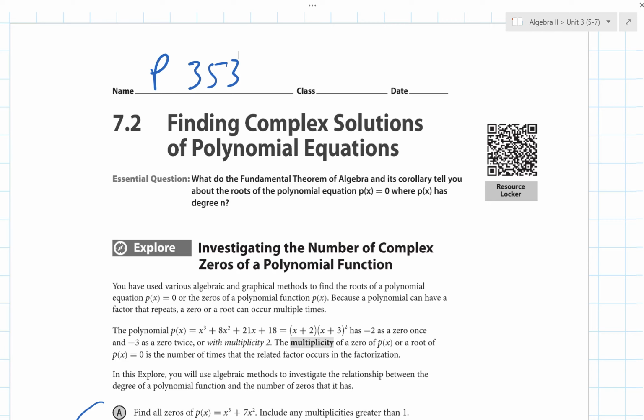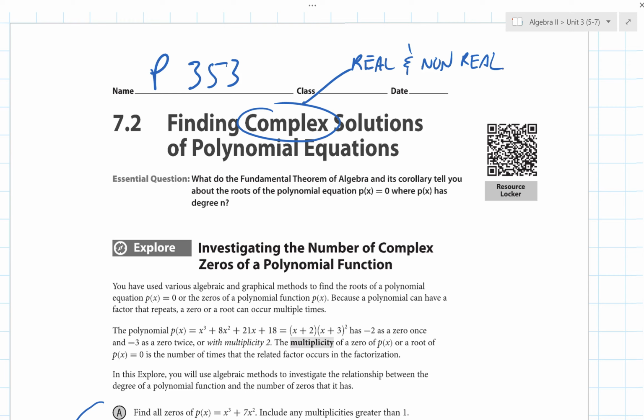Okay, so today we're going to take notes on section 7.2 on finding complex solutions. So that means both real and non-real. So complex is a combination of real and non-real solutions, which we also sometimes call roots and sometimes call zeros.